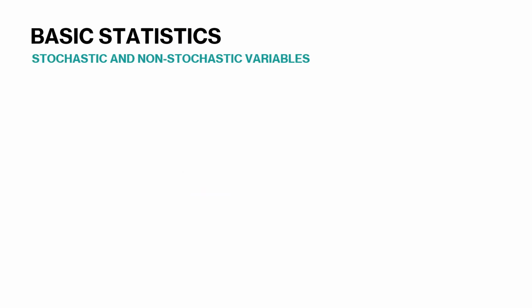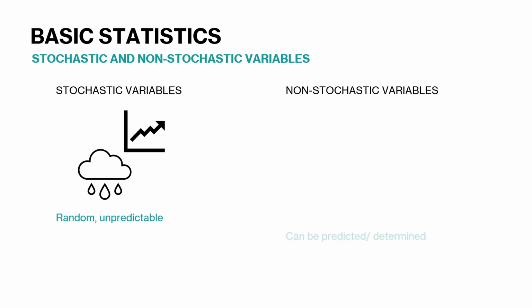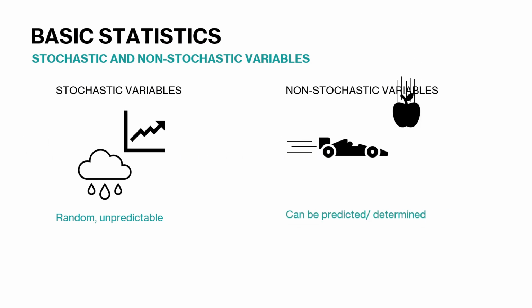Stochastic and non-stochastic variables. Some variables cannot be fully controlled or determined, so can only be described by chance or probability. These are known as random or stochastic variables. For example, stock market fluctuations and average amount of rainfall in a specific location. A non-random or non-stochastic variable has a predictable outcome, such as time, speed, distance traveled by a car, or the force of gravity on an object.